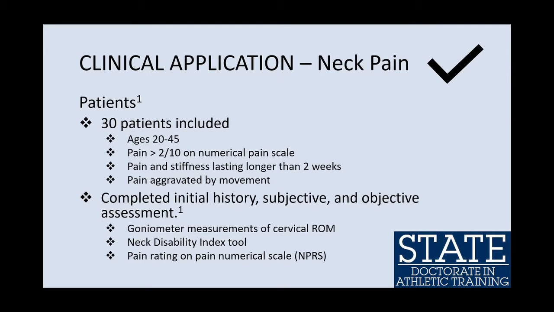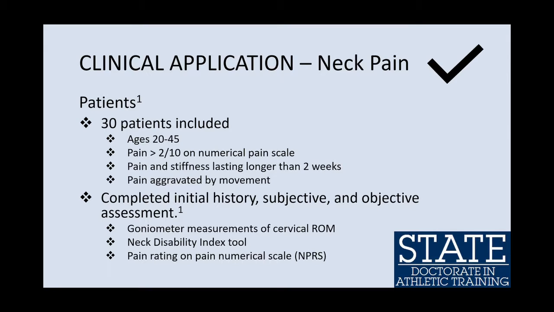So getting right into it, the patients: there were 30 patients included within the study, ages 20 to 45. The inclusion criteria was that they needed to rate their pain greater than a 2 on the numerical pain scale. The pain and stiffness in their neck needed to have lasted longer than 2 weeks, and the pain needed to be aggravated by movement. And of course, they needed to not have anything on the contraindication list. None of that had to apply to them.